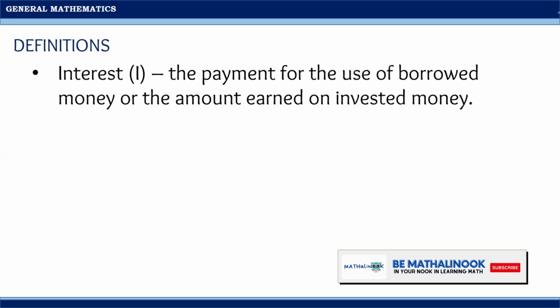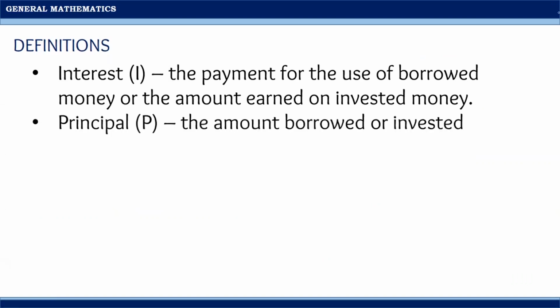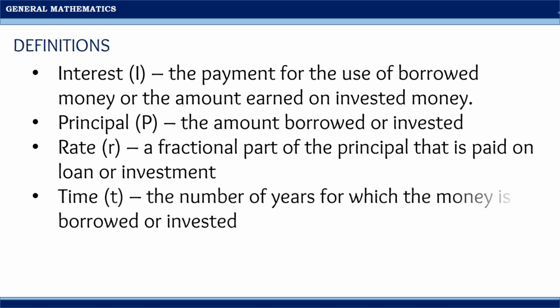Interest, represented by I, is the payment for the use of borrowed money or the amount earned on invested money. The principal, represented by letter P, is the amount being borrowed or invested. Rate, represented by R, is a fractional part of the principal that is paid on loan or investment.